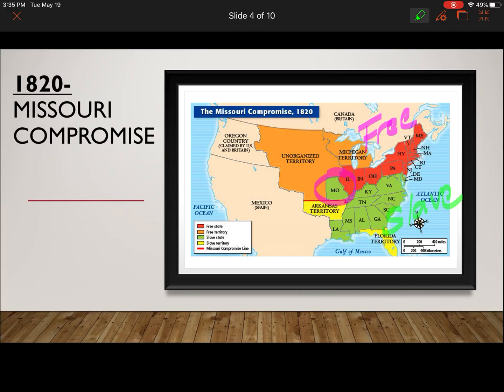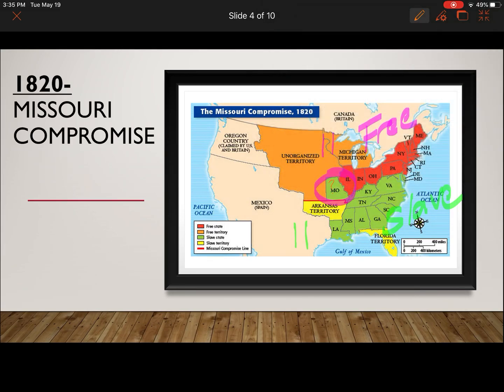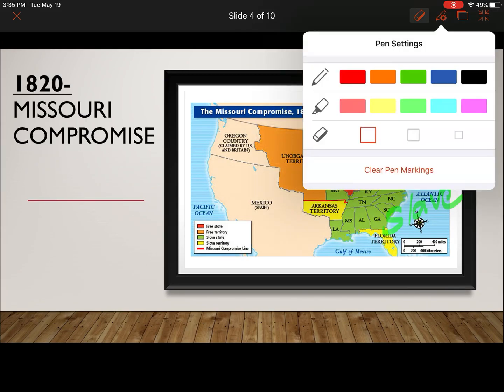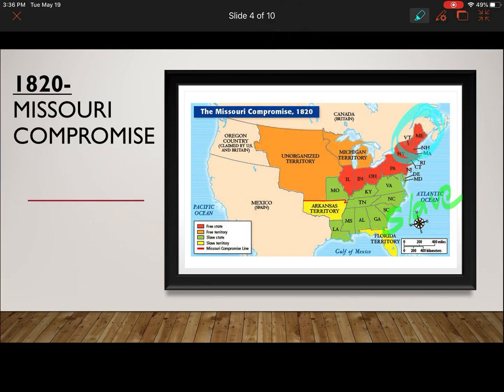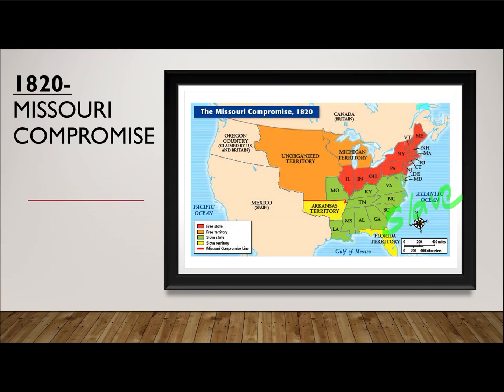And the United States had that perfect balance at the time where there were 11 slave states and 11 free states. And when Missouri was ready to be added to the Union, I'm going to make a big question mark. All right, when Missouri was ready to be added to the Union, they were worried about upsetting that balance of 11 free states and 11 slave states. So they come up with this compromise where they will also add Maine. Maine is up here in the Northeast. It balances out the number of free states and slave states.